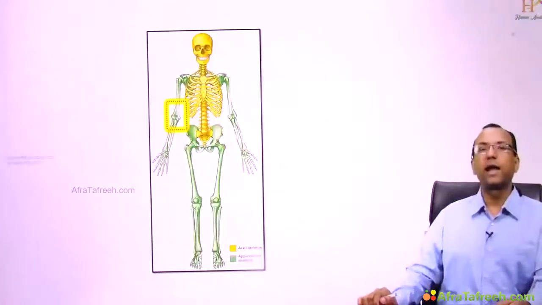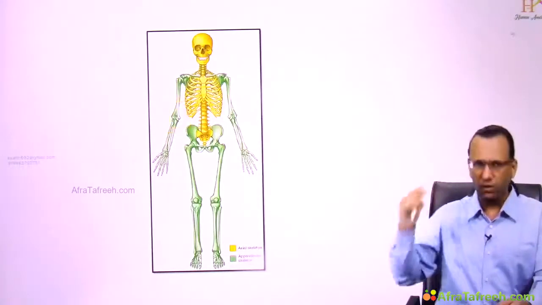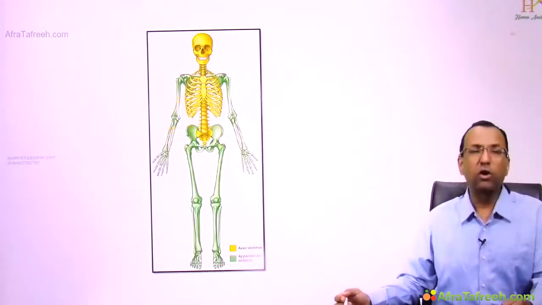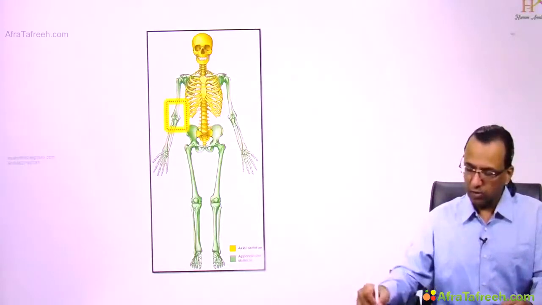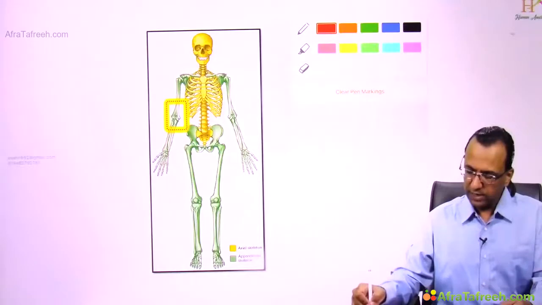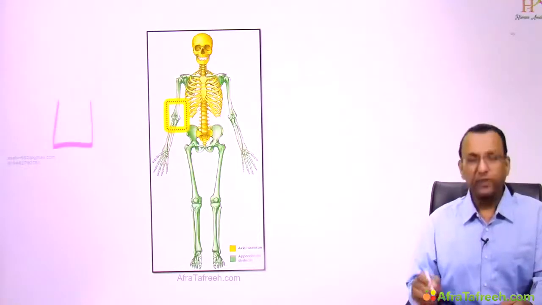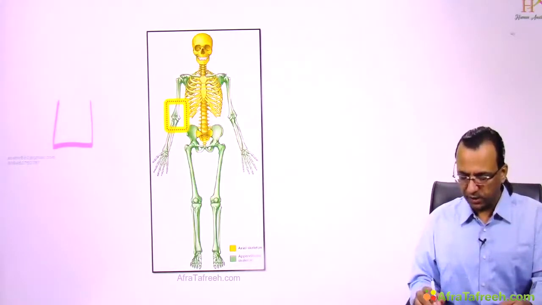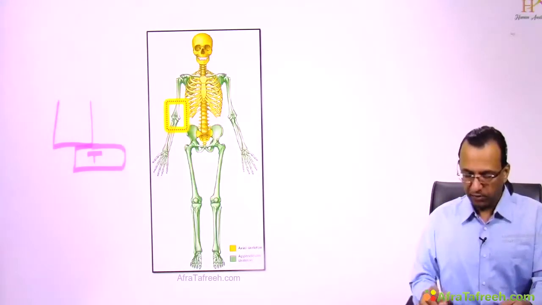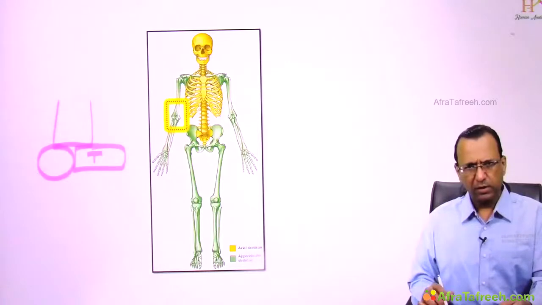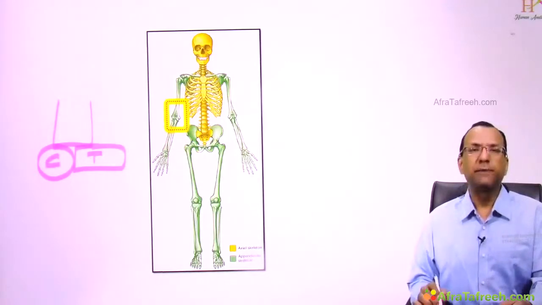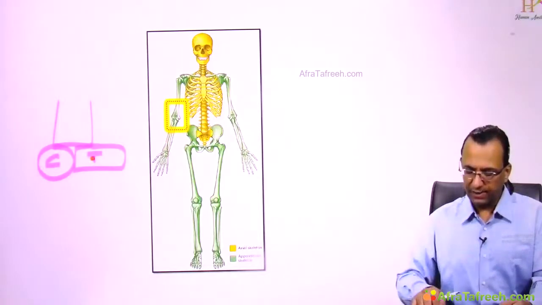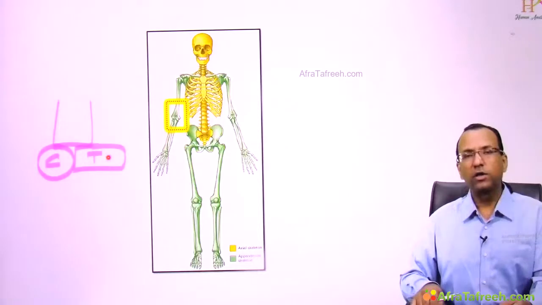Let us look at the lower end of the humerus. When you are looking at the lower end of the humerus, you will see the condyles of the humerus. The medial condyle is called the trochlea, which is pulley shaped, and the lateral condyle is a cap on the head of the radius, so it is called the capitulum. Capitulum is the lateral condyle, and the trochlea is the medial condyle.